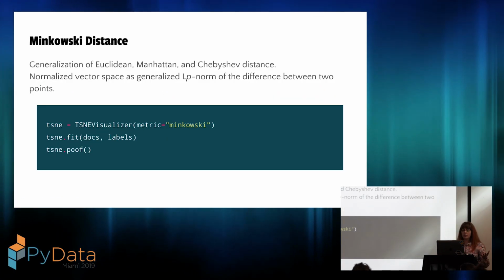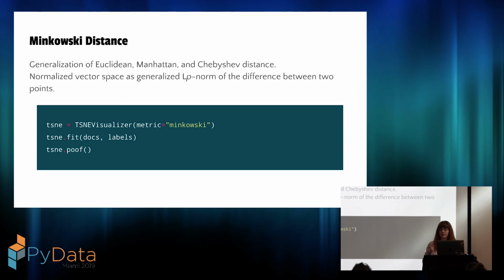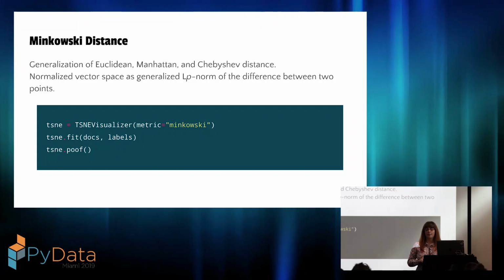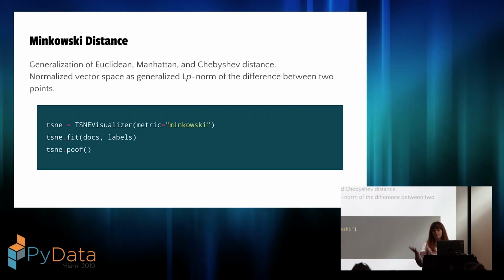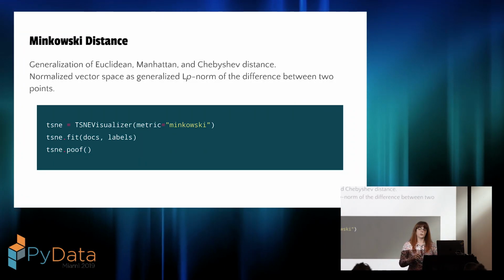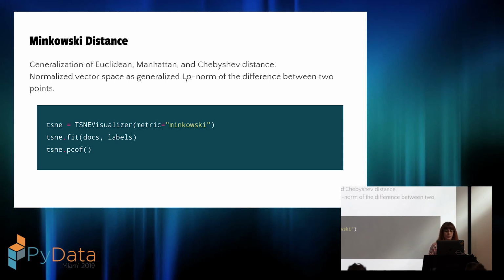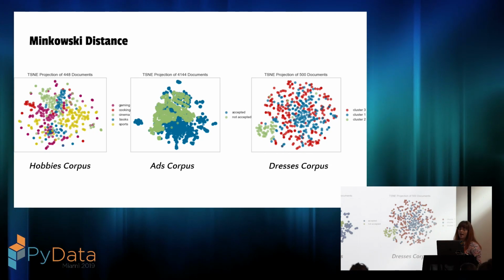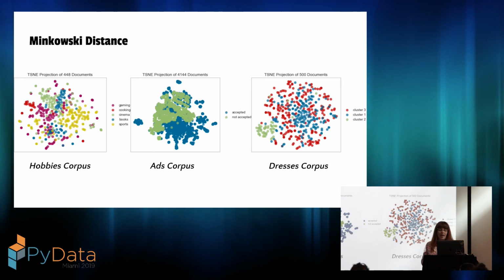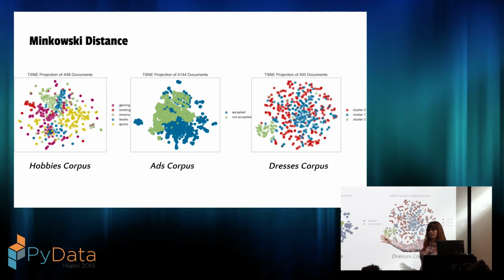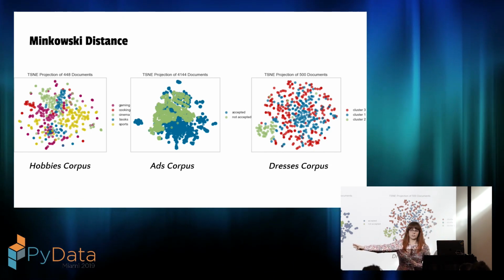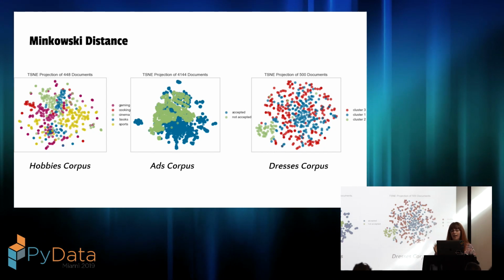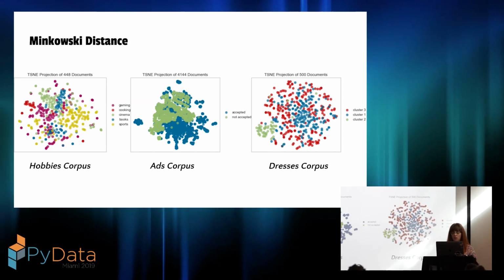Here's another generalization, Minkowski distance, which is another popular choice for people who use scikit-learn. I think in a lot of examples you'll see people manually selecting Minkowski distance for their machine learning problems. This gives us, I think, a very successful clustering result for the hobbies corpus, and probably, again, kind of a mess with the ads and addresses corpus.